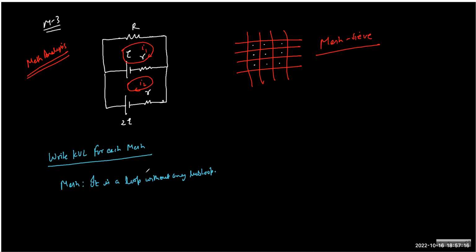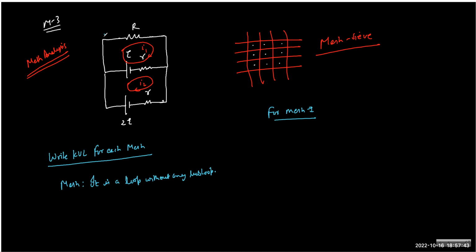Now, how do we write it? The method is simple. Write KVL for each mesh. So let's do it for mesh 1. The way of writing is very simple. You imagine there is only one loop existing, ignore the other loop altogether, and write the equation. So if you do so, what will happen?